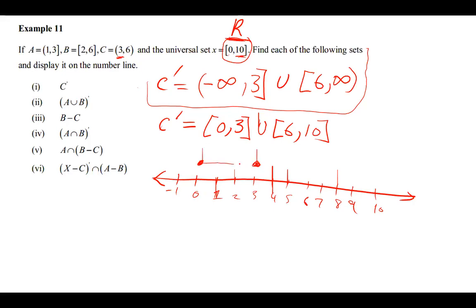Then you join these. And then you also have from 6 to 10. So from 6 to 10, it's closed at 6 because it's closed there, and then it is also closed at 10. So that is how you represent it on the real line. So you can even show it to say this is C complement.